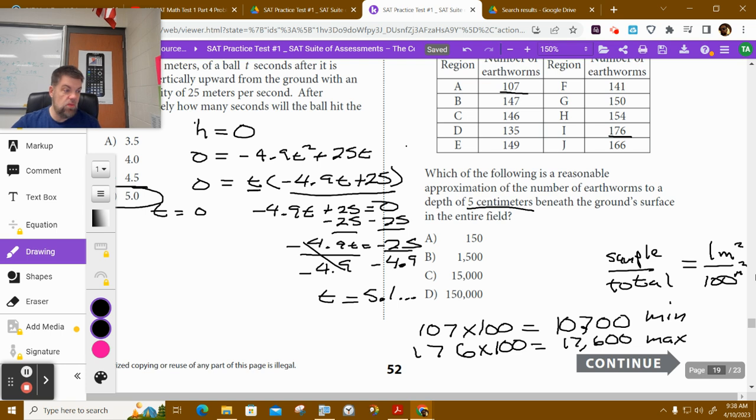So which one do you think works? Yeah, C would be a reasonable approximation. Now you could take the average of those two, but that's a reasonable one. That's a lot of earthworms in that field.